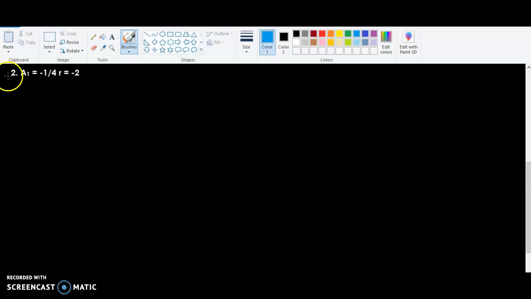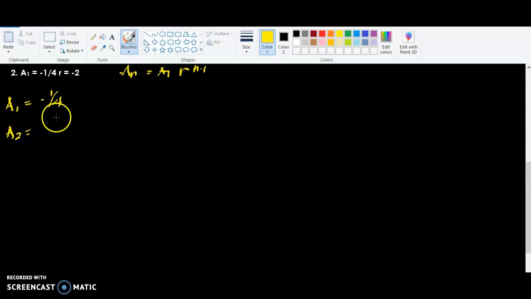Okay, so let's have another example right here. Our first term is negative 1/4 and the common ratio is negative 2. Therefore, we are multiplying negative 2 to get the next term. Again, our formula for geometric pattern, we have a sub n is equal to a sub 1 times r raised to n minus 1. So, ang first term natin is negative 1/4.